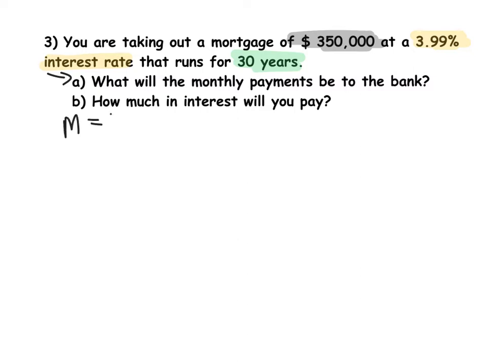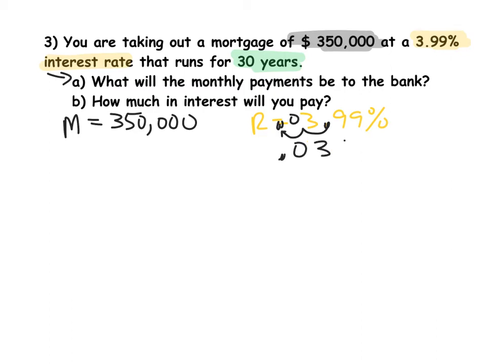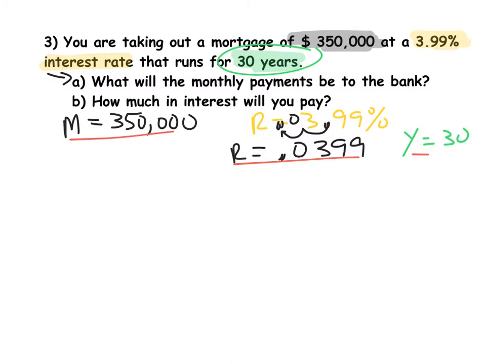M, the amount of money that you're mortgaging, $350,000. The interest rate R is 3.99%. But remember, you have to move the decimal point 2 places to the left, so that's going to be 0.0399. So that's our R value. And Y is the time in years, which in this case is going to be 30. So we're going to take those three values, plug them into our interest formula.